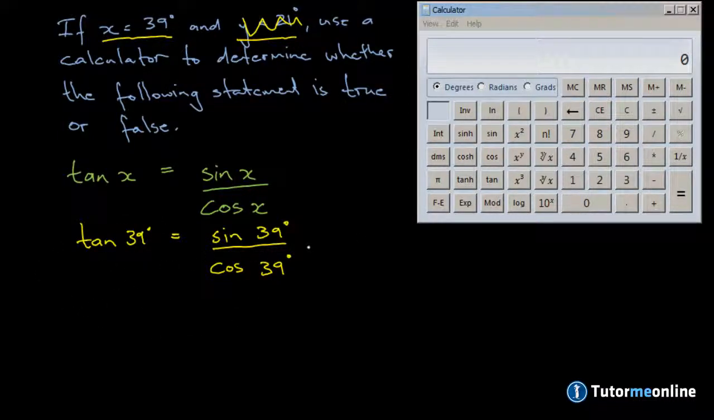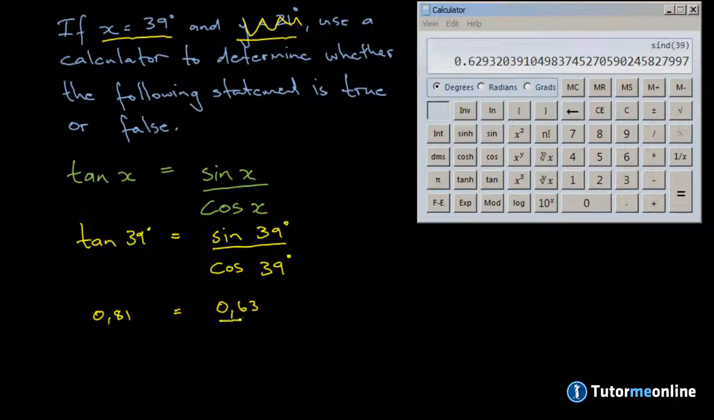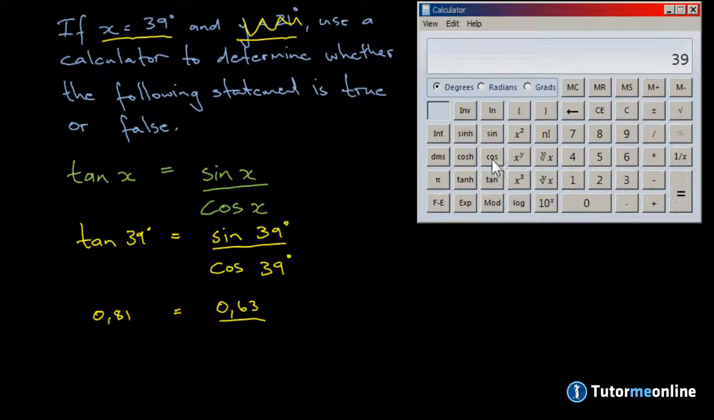Alright, so let's do the left-hand side of the equation. We'll say 39, we'll get the tangent of that. So it'll be 0.81 rounding off to the nearest 2 decimals. Okay, and then let's work out the sine of 39. Gives us 0.63, divided by the cosine of 39, which gives us 0.78.